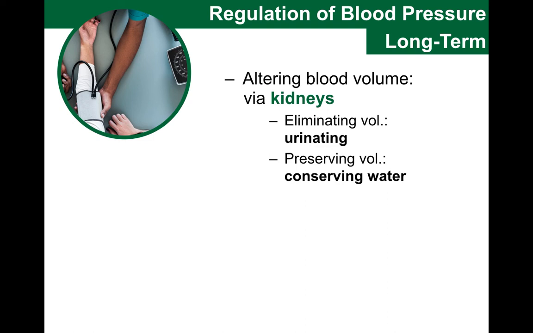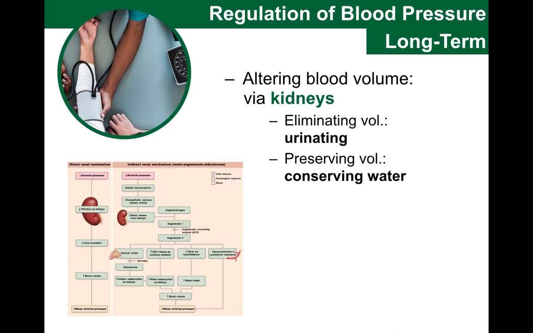Your textbook offers a nice diagram which you can see here. Study it on your own time. The left side shows a direct mechanism, while on the right we have a little more complex indirect mechanism. This is also known as renin-angiotensin-aldosterone mechanism.